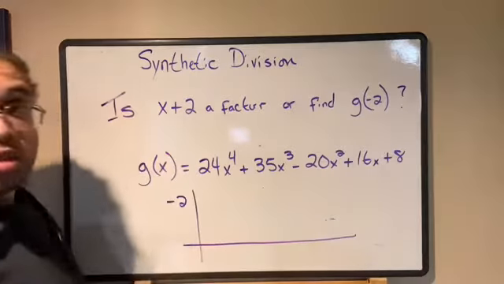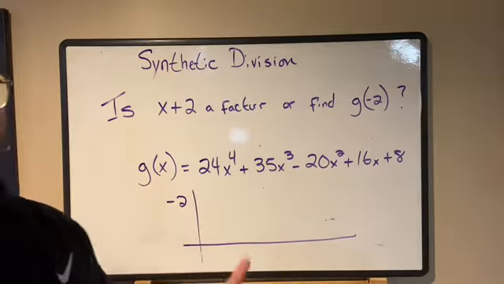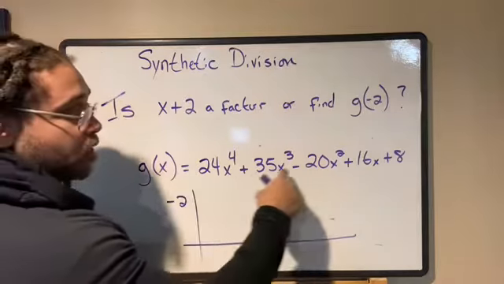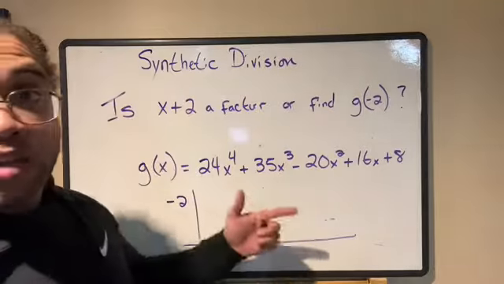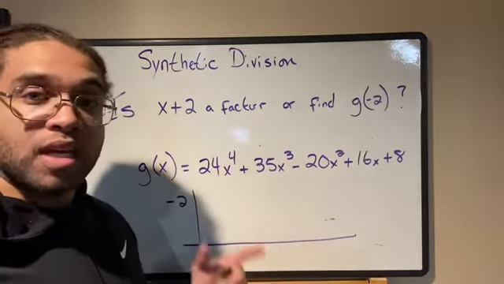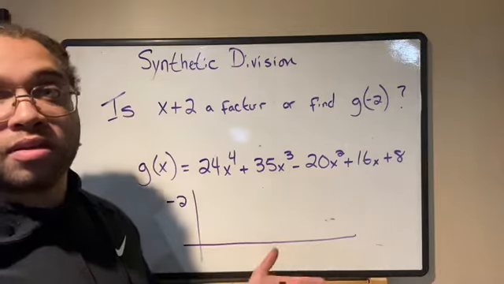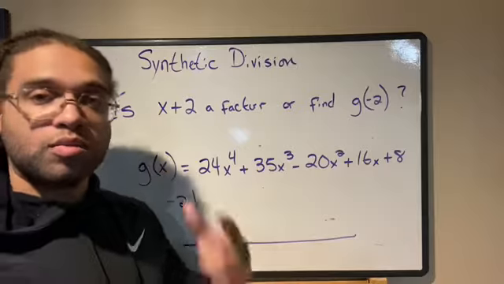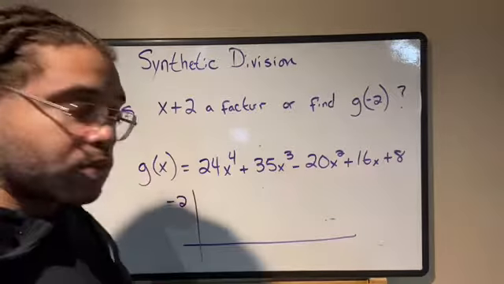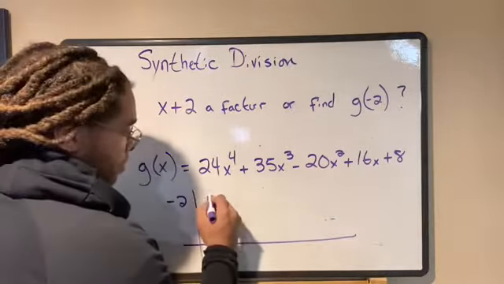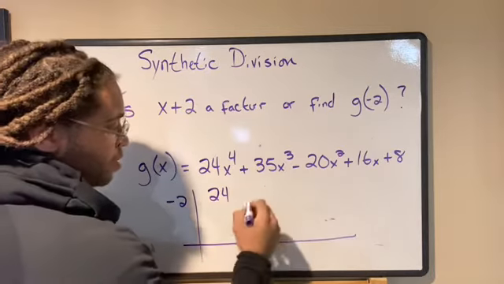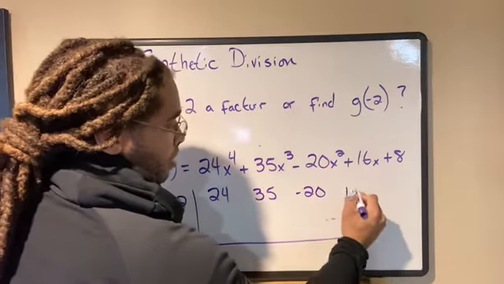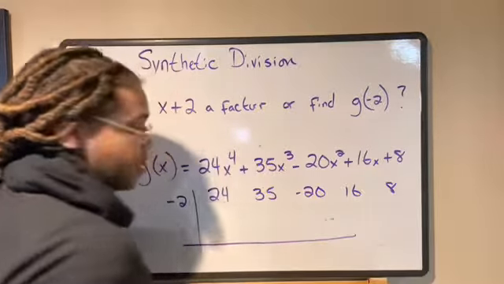And then what you wanna do is list all your coefficients. Coefficients, just a big word for a number, right? You wanna list all the numbers that are in front of your exponents, and you wanna make sure that they count down. Your exponents have to count down. If they don't count down, then you have to use zeros as placeholders. We'll do a problem like that. Just give me a second, let's do this problem. Here we go, right? So I got 24, 35, -20, 16, and 8.